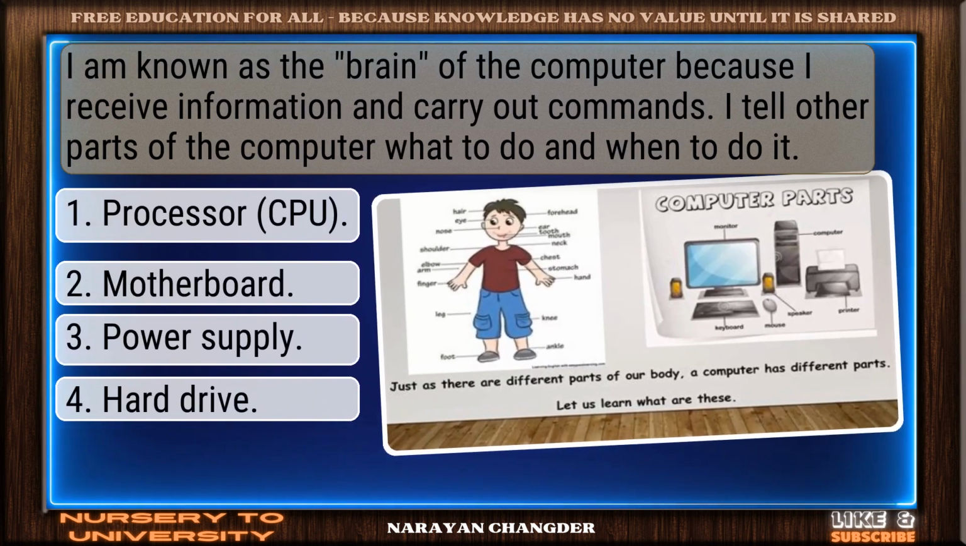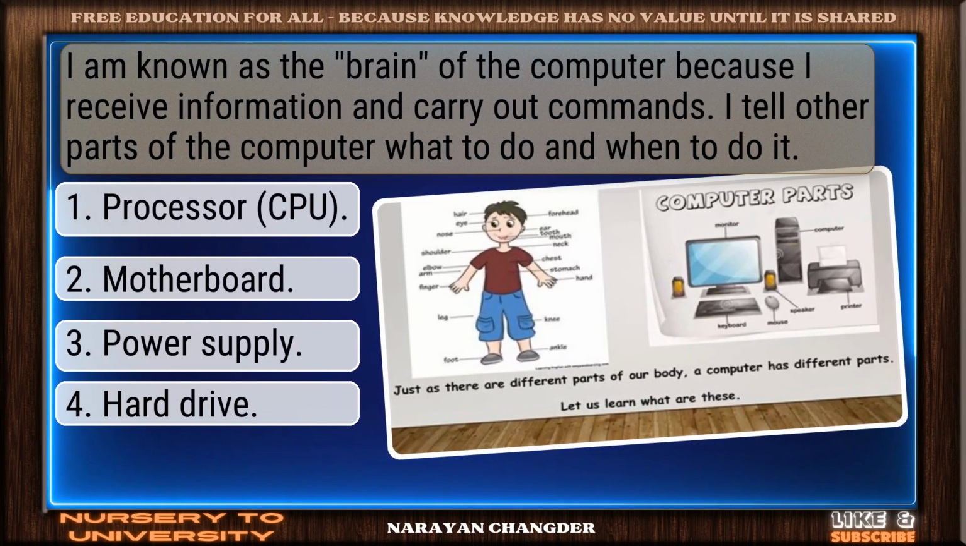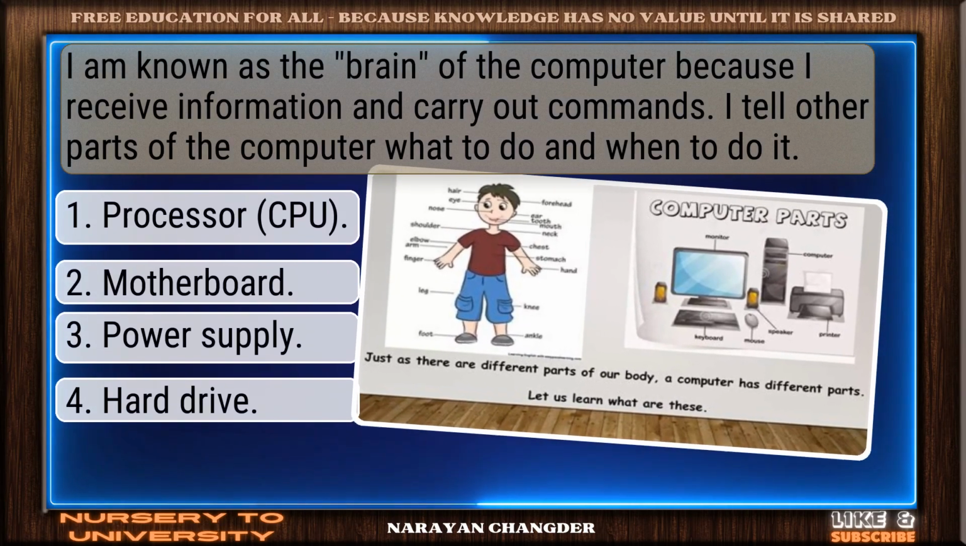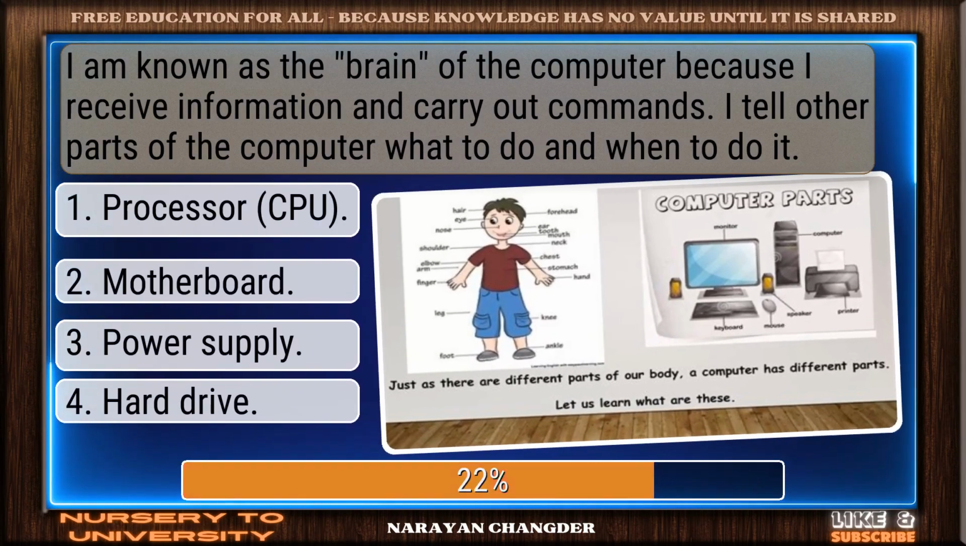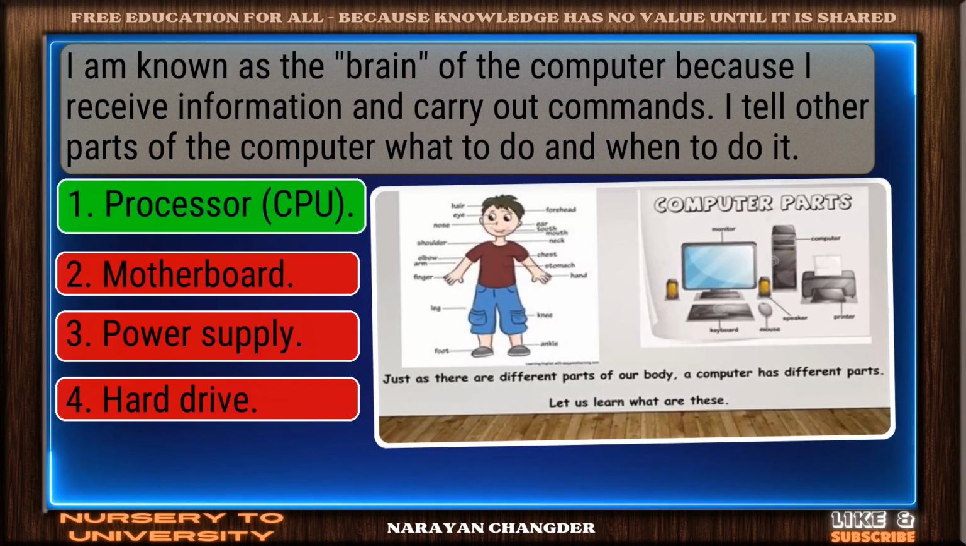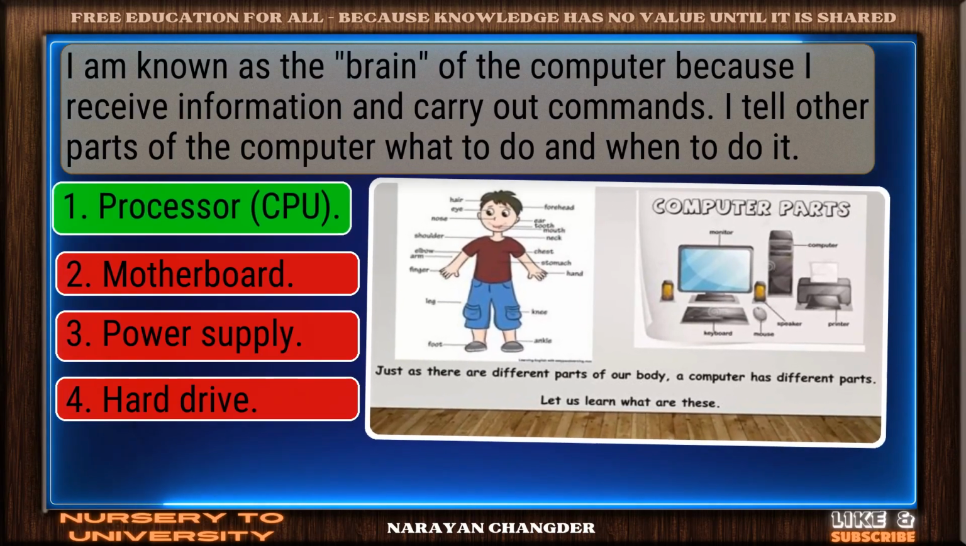Question number 6. I am known as the brain of the computer because I receive information and carry out commands. I tell other parts of the computer what to do and when to do it. Exactly. Processor makes sense and it is the right choice.